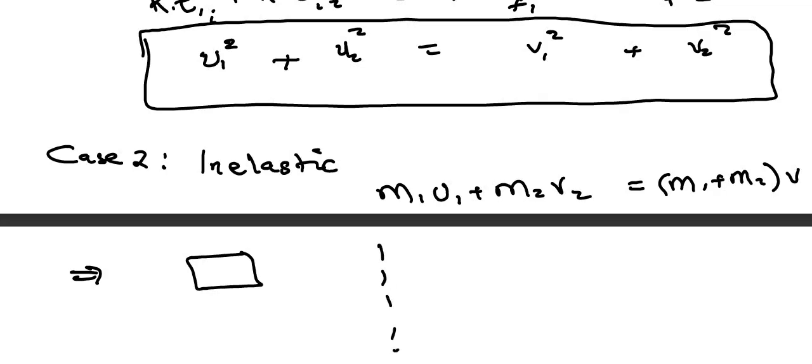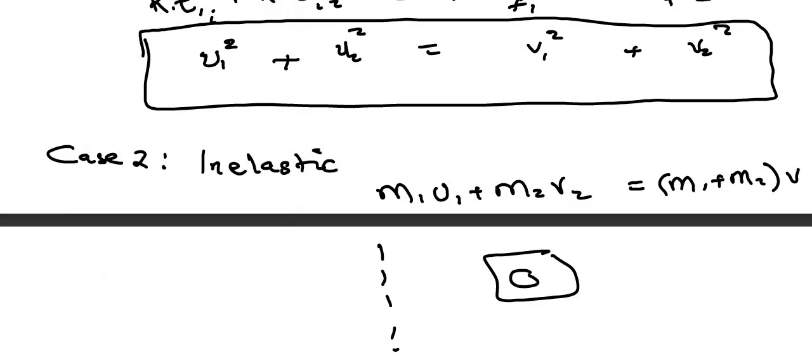This is before. Then after, the bullet gets stuck inside. Now they're moving together, so we're going to add the two masses. They're moving with the same velocity. So this right here is the equation we use for inelastic collision. And under inelastic, there is no energy preservation, so some energy gets lost.